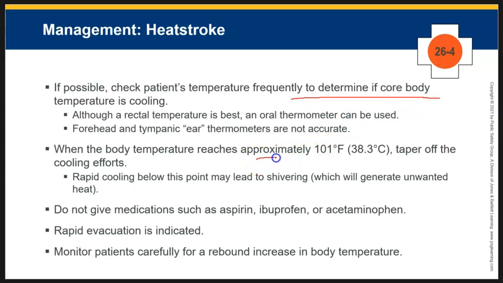When the body temperature reaches about 101, we're still elevated, but not as dramatically, so we can taper off the cooling efforts. And we want to be sure still to follow through in terms of evacuating that patient and handing them off to a higher level of care.